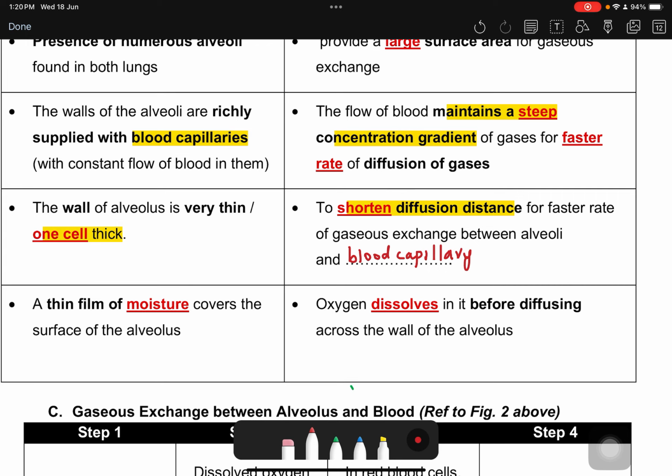And not just that, it also has a thin film of moisture found on the surface of the alveolus, where oxygen will dissolve in it before diffusing across the wall of the alveolus. How does that happen? Let me show you with a video.